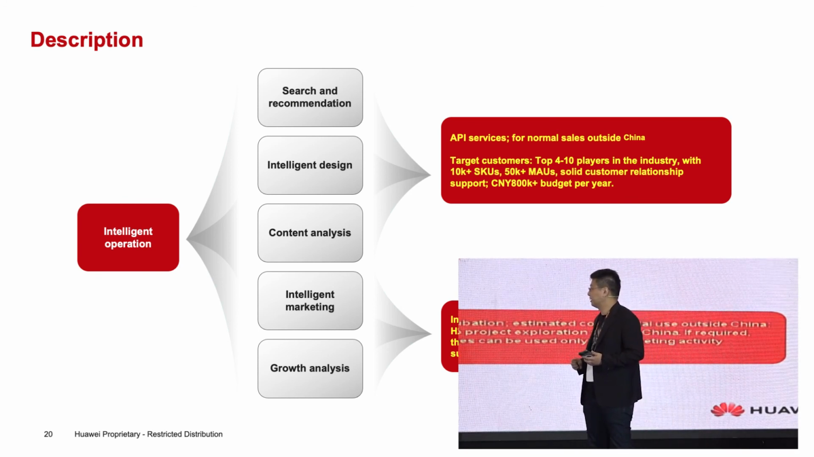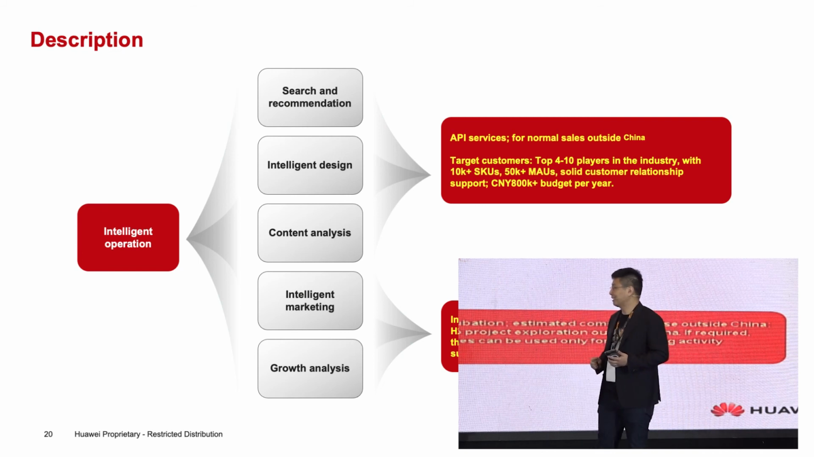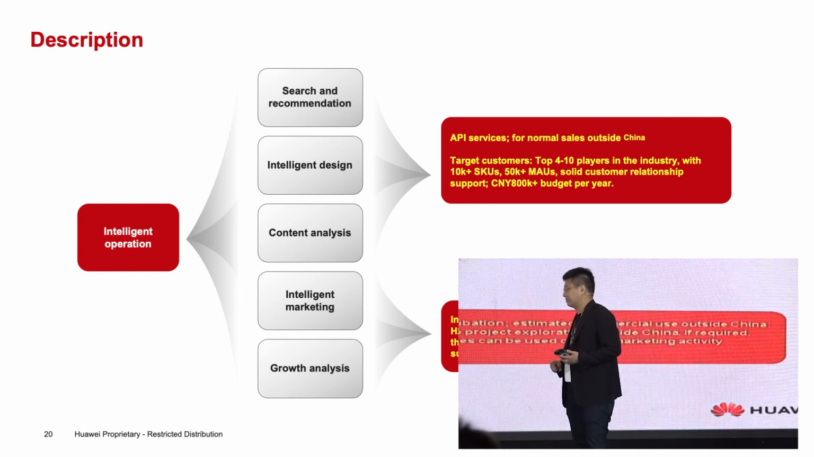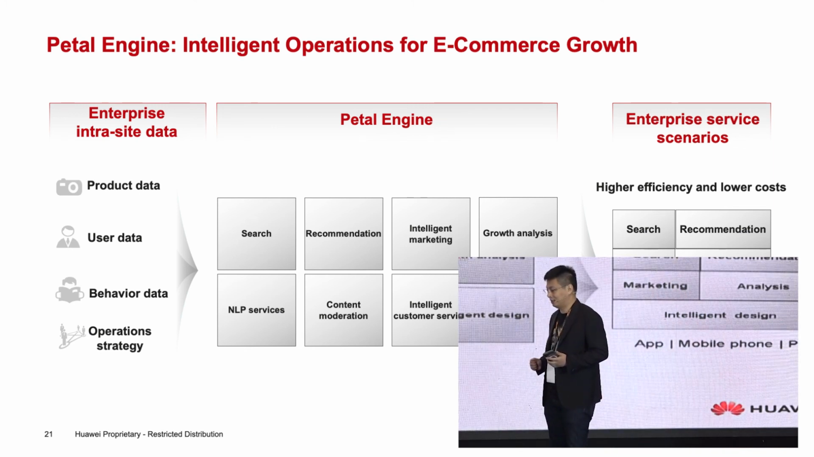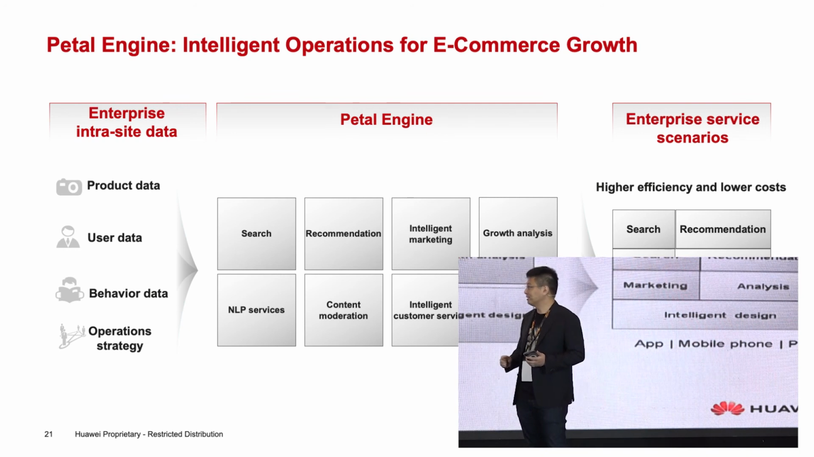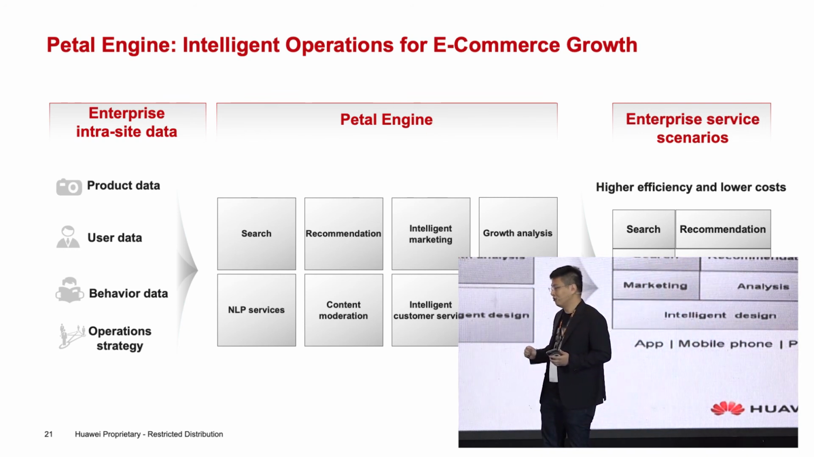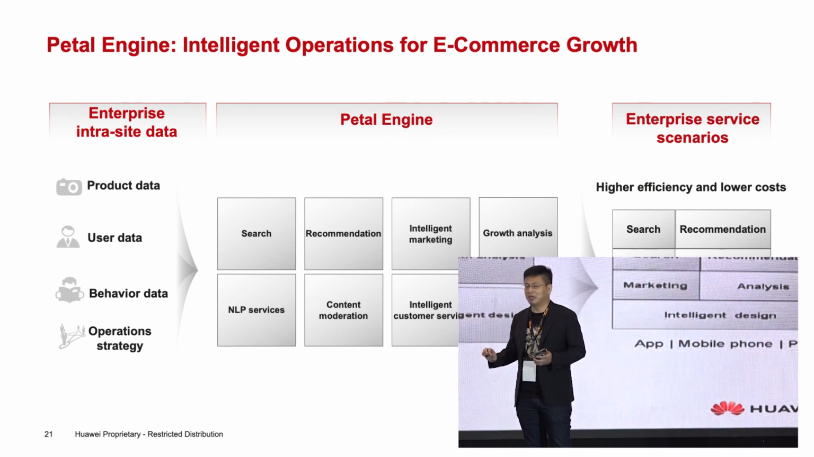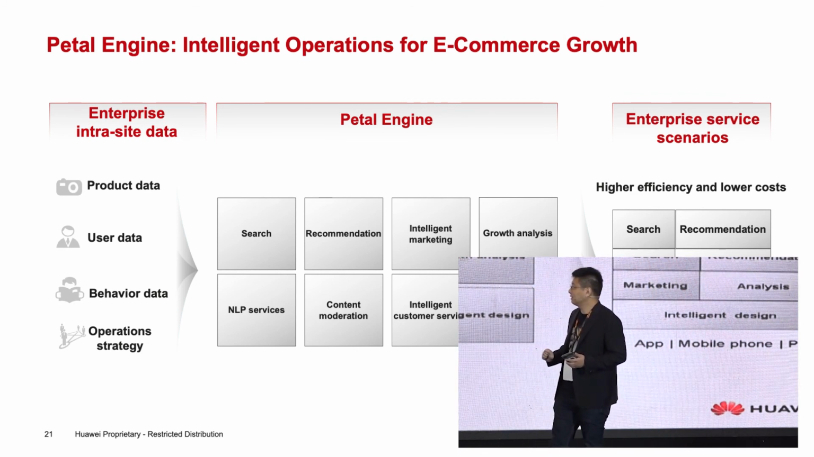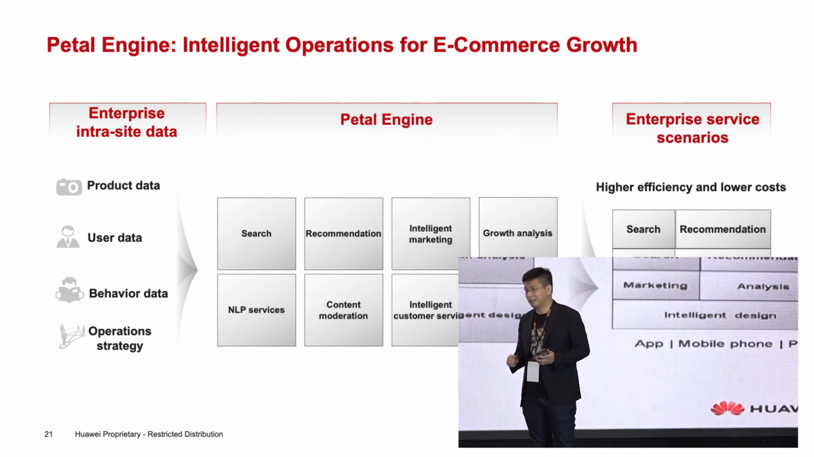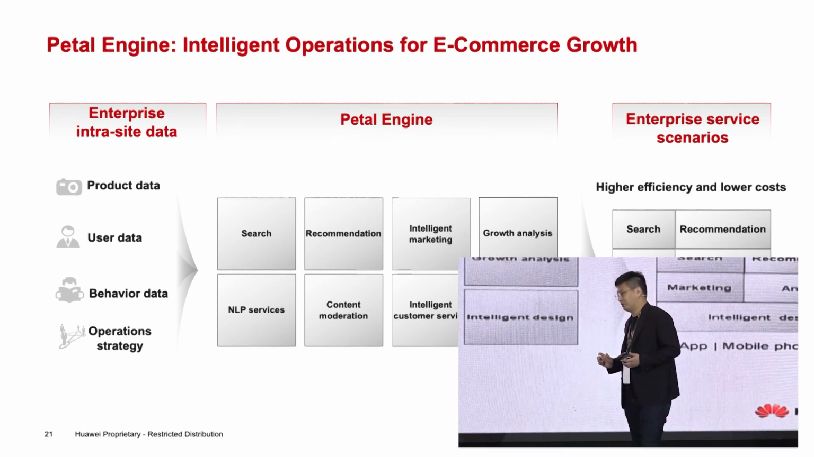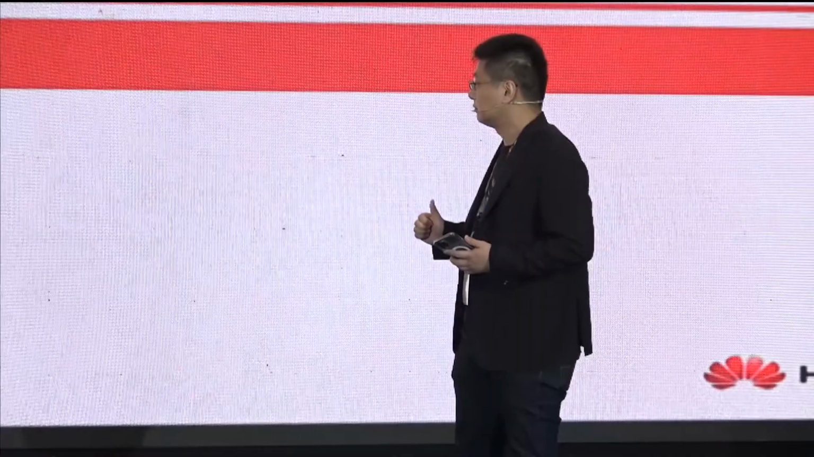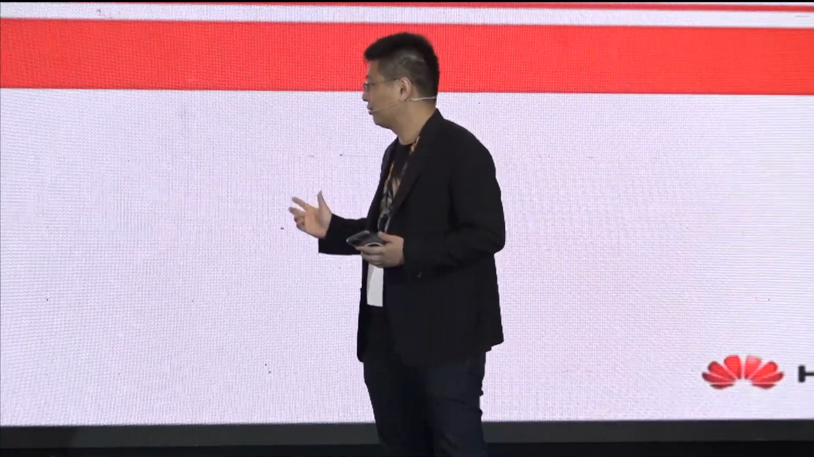We have intelligent designs, content, intelligent marketing, growth analysis as well. Such as Petal Engine. Petal Engine is one of our products that has been widely used. Today, one of the biggest Malaysia media companies is using our Petal search engines for their business, so you can search their media contents fairly easily. From the Petal engines, you can use your product data, user data, behavior data, and operation strategies as an input. Then you can try to achieve your goals by using our search engine to optimize the user conversion.